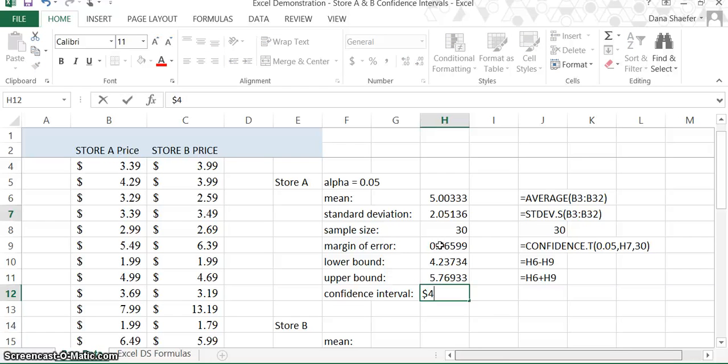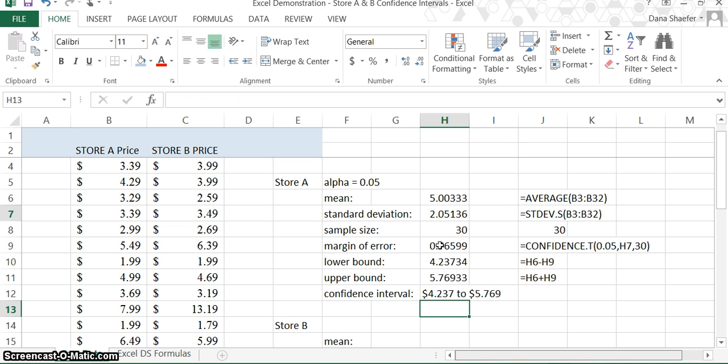So 4.237. So one more than our original data, and our original data was to 2 decimal places, and then it's going to go all the way up to the upper bound. So I'll say 5.769. So that's what I'm going to give there.